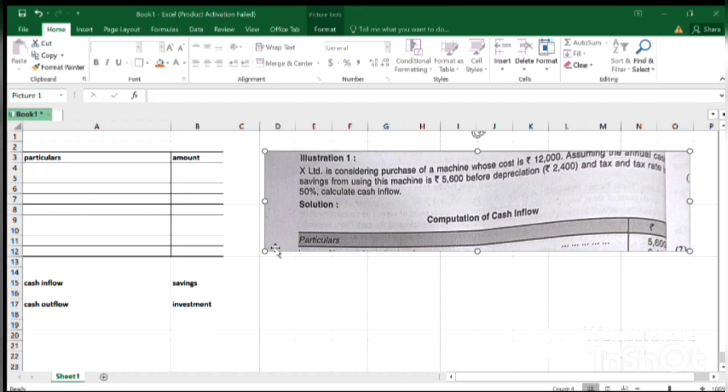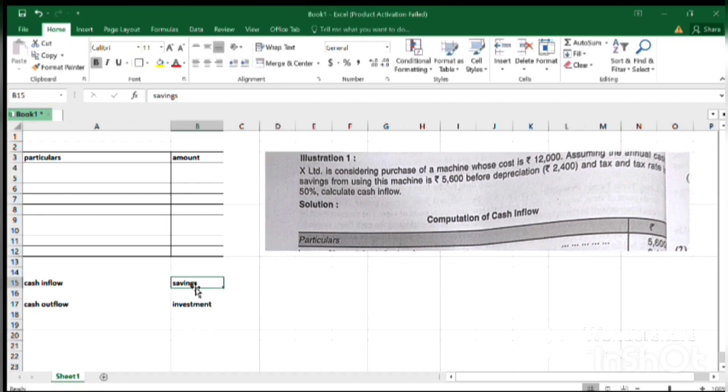See, I already told you that cash inflow is our savings. So we will take the saving amount. First we will write income and in bracket we will write annual cash savings. So this is a kind of savings that we have. It is nothing but 5,600. I already told you that we don't have to do anything with the purchase consideration amount. We only need to have the savings or the investment which we have done.